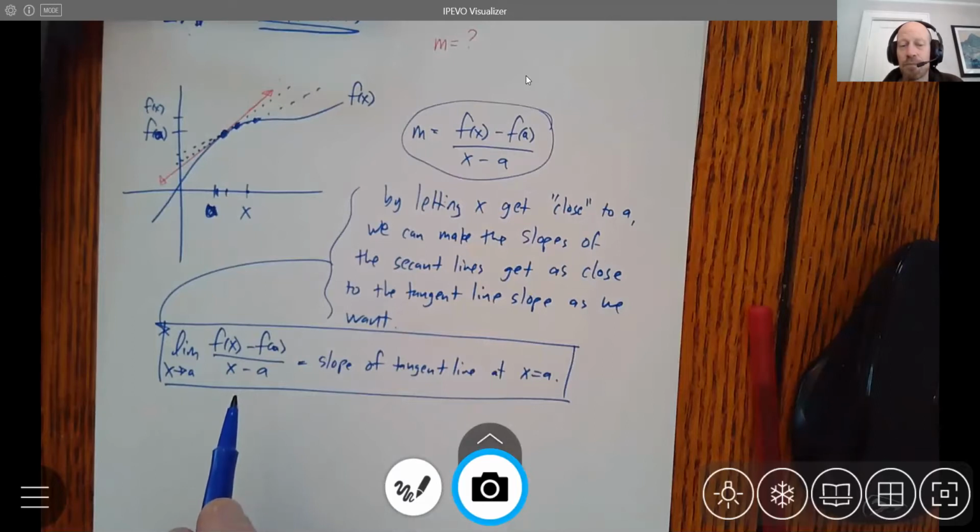And notice, I think what's interesting here, me as the instructor, is that if you tried to evaluate this limit by putting in a for x, we know that you can't do that in general, but you can see that this becomes f of a minus f of a over a minus a, which is just 0 over 0. And we know that you can't calculate that, right? That's not a number if you try and just plug it in, but its limit may well exist nonetheless, right?